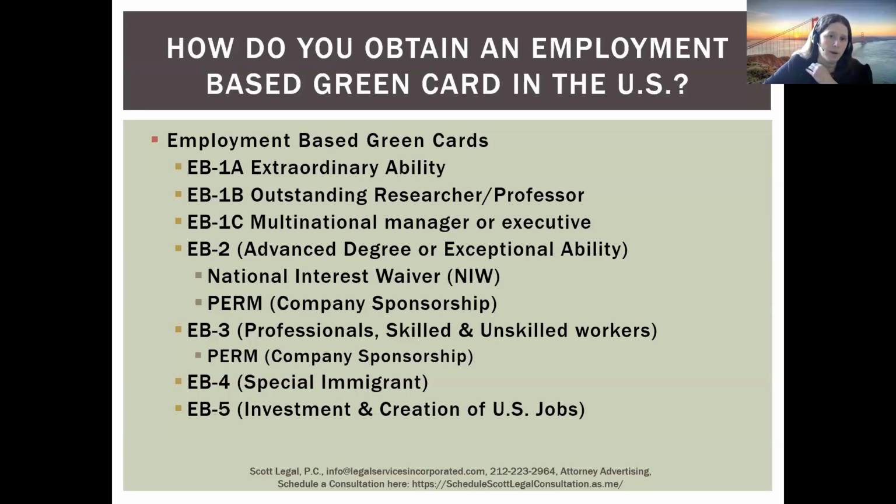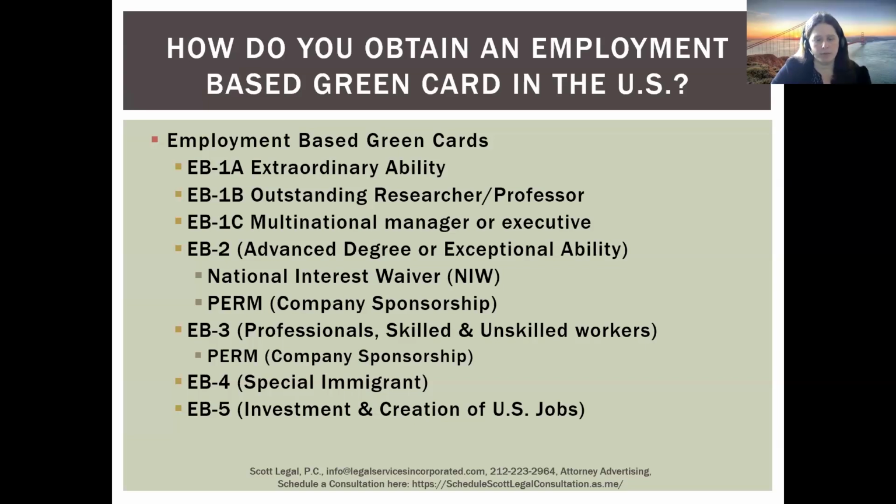So the other way to get a green card through the EB2 category is through the PERM. So this is company sponsorship. This is where a company says we're going to hire this worker for a permanent job in the United States. And they go through the labor certification process that we'll talk about in more detail in the next slide.